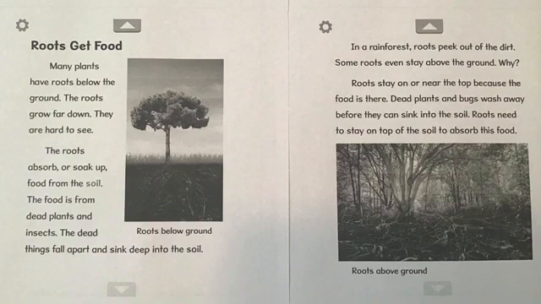In a rainforest, roots peek out of the dirt. Some roots even stay above the ground. Why?